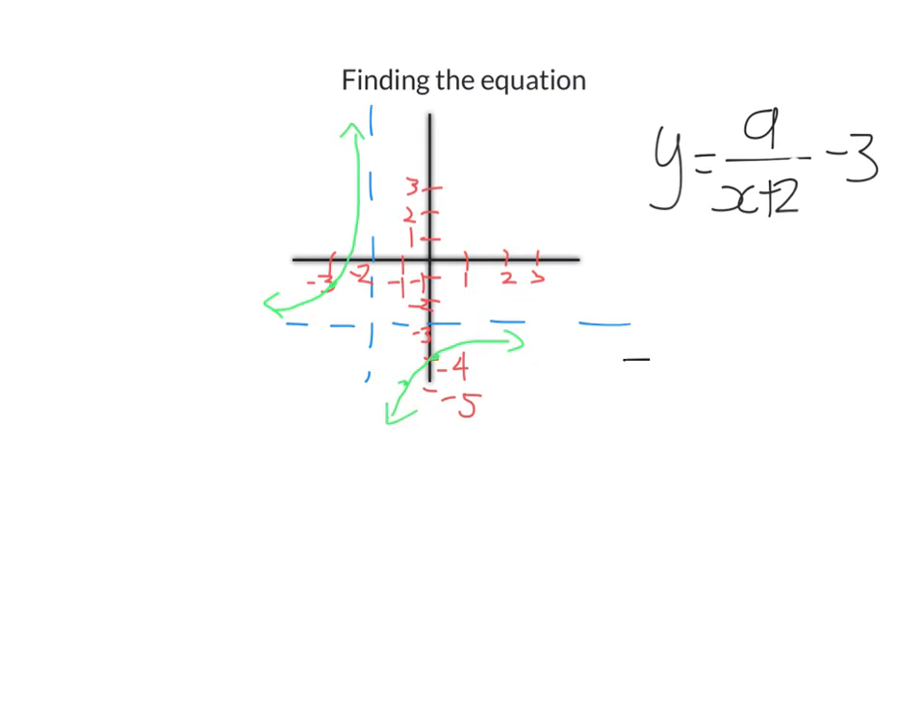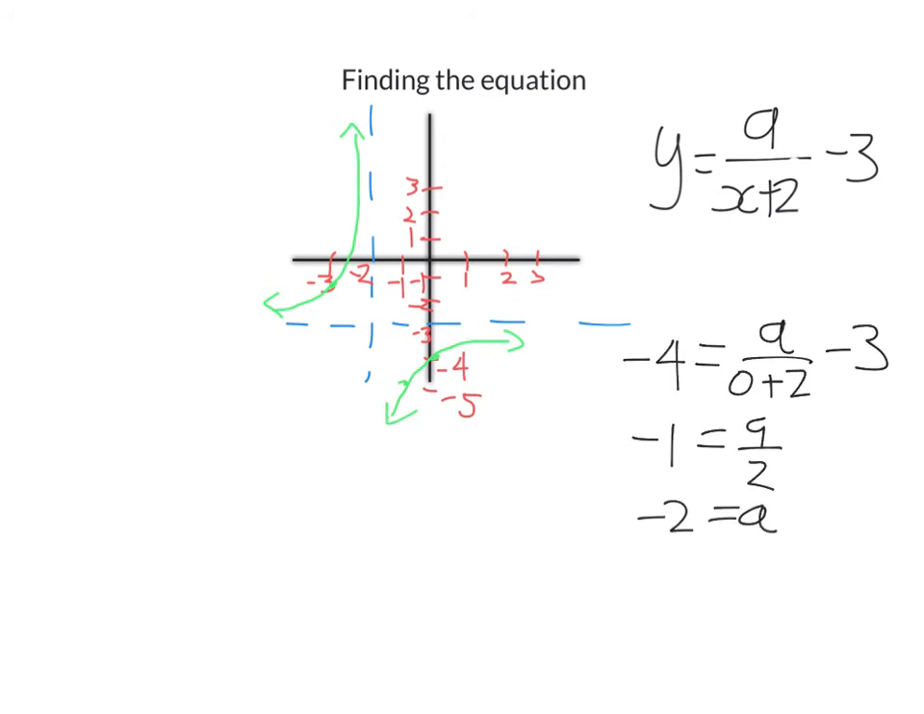So substituting y for -4 and x for 0, I get this equation here that I'm going to solve. So first I'm going to add 3 to both sides, and then I'm going to times each side by 2. I get a is -2. And it makes sense. We should expect that a is negative because this hyperbola lives in the top left and bottom right. So now that we've found all of the numbers, we're done. The equation of this will be y equals -2 over x plus 2 minus 3.